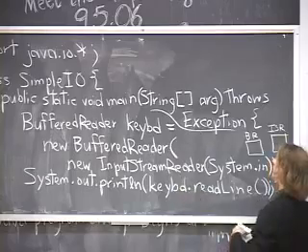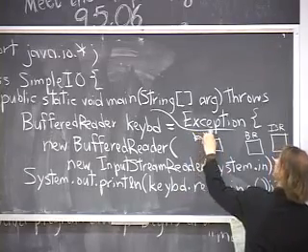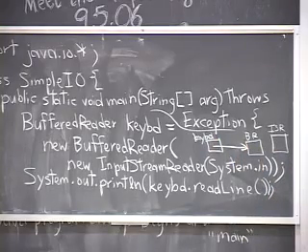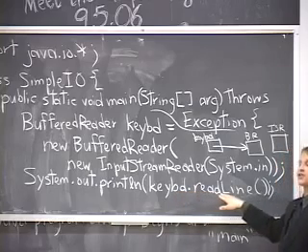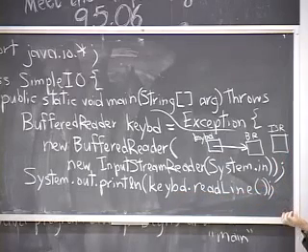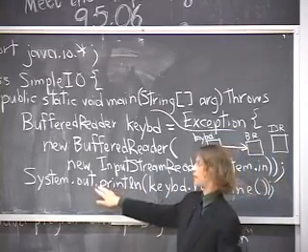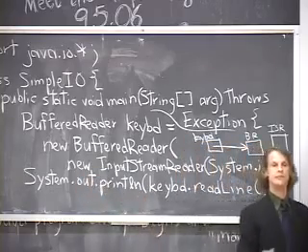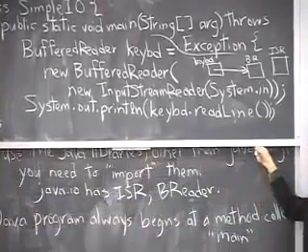Once we have that, the variable keyboard is used to reference that buffered reader object. And now that we have a buffered reader, we can call the readLine method on that buffered reader, which reads a line of text from the keyboard. And then finally, that line of text, or that string, gets passed to the println method, which prints it out on the screen. Okay.